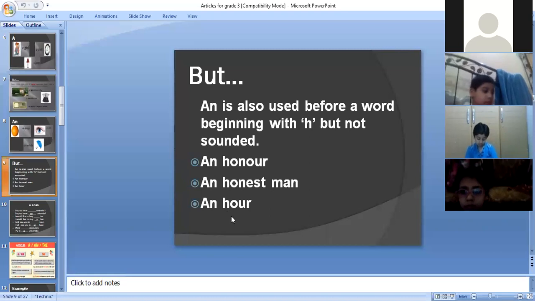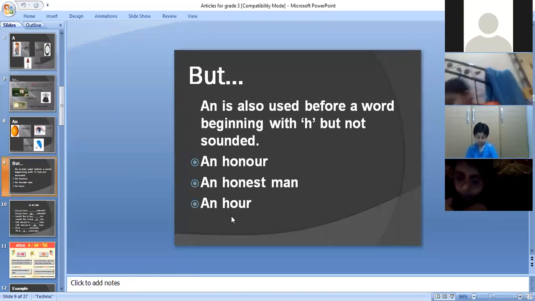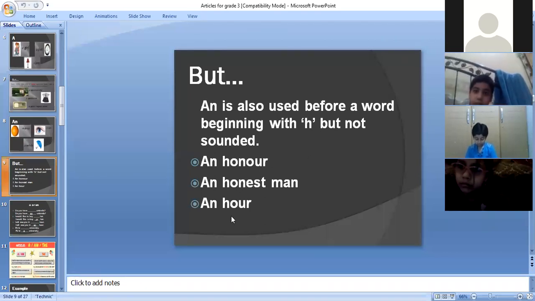So you have read about two interesting rules. One is when the word begins with a vowel, but it is sounded as a consonant. And the other rule is when the H is silent, we are going to use "an" before it.